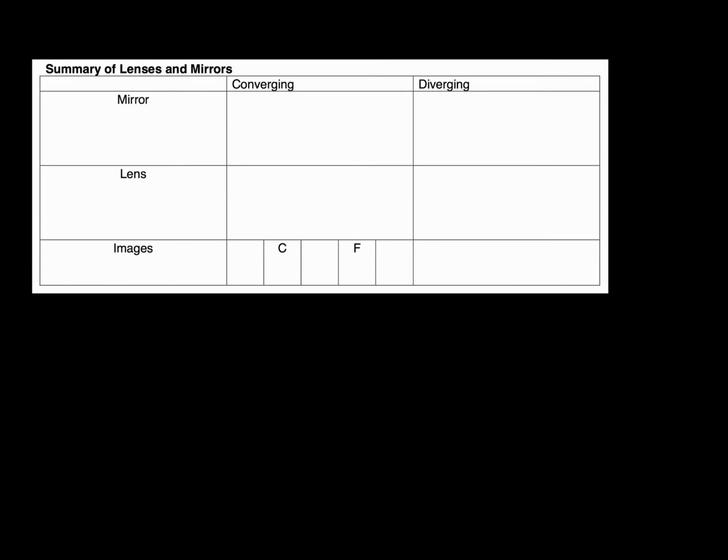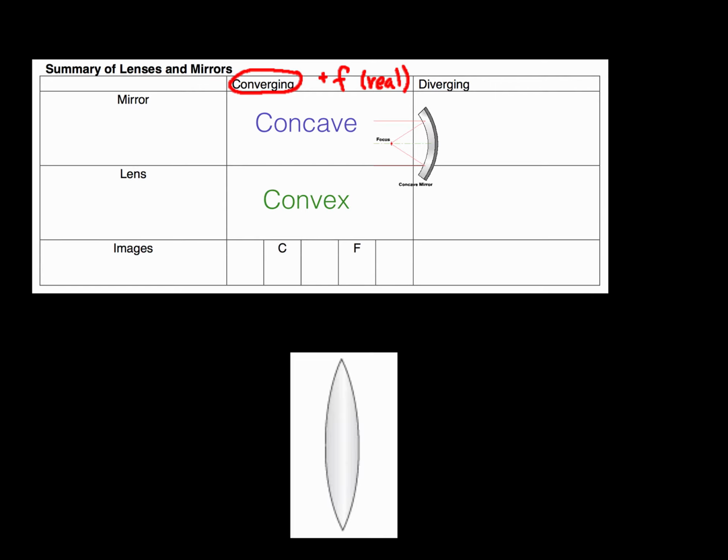Let's go through a quick summary of everything we've learned so far about curved lenses and mirrors. We'll start with converging lenses and mirrors. Converging lenses and mirrors always have positive foci. This is because the primary focus for a lens and the focus for a converging mirror is always real. It's on the real side. For mirrors, this means you have a concave mirror that dips inward. For lenses, this means you have a convex lens. In either case, they're converging, and the image properties are the same every time.